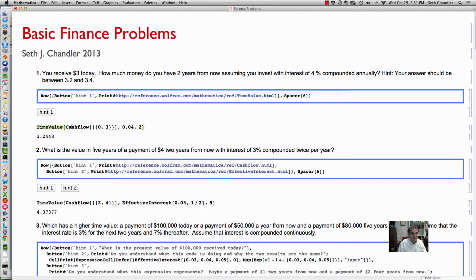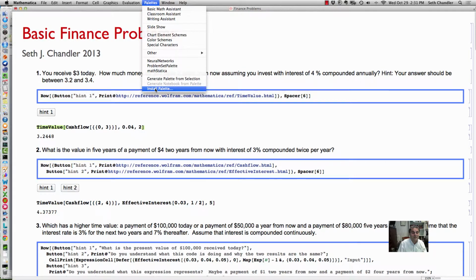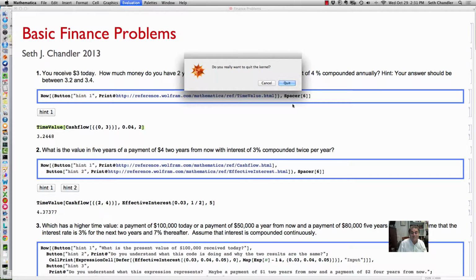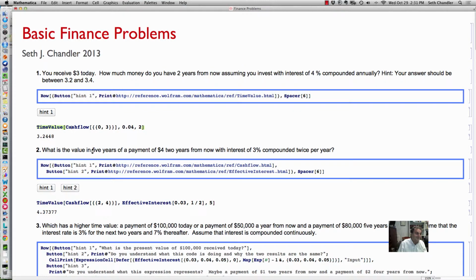And when we evaluate this, I'm going to actually clean up my kernel because I've been doing all sorts of interesting stuff this morning. If you recall the issue that I had on Monday, once I cleaned out my kernel, it fixed it.